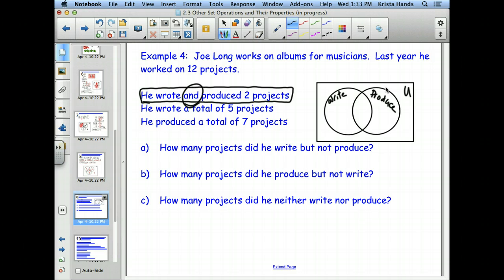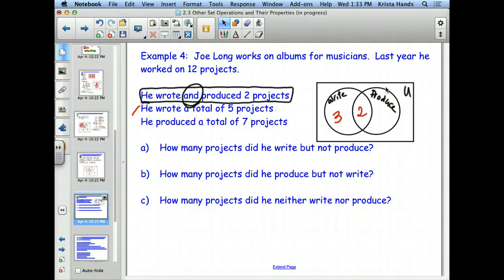And the key word there is the word and. And is the same as intersection. It means where they have both in common. And so that number, the number 2, goes inside here. Very good. Now we can actually do either of the other 2 to start with. It doesn't really matter. This one says he wrote 5. So this right circle has to add up to 5, which means how many more do I need? 3. So we've done that one.